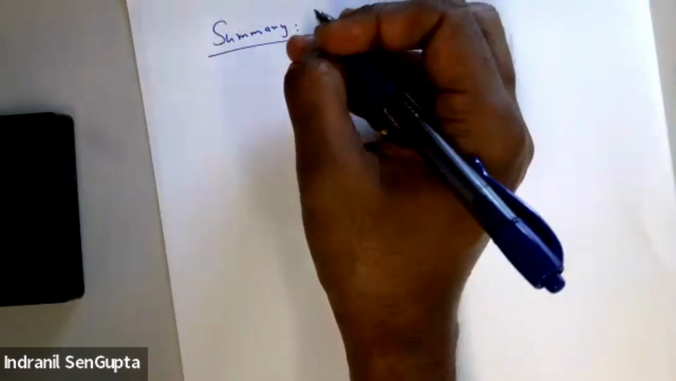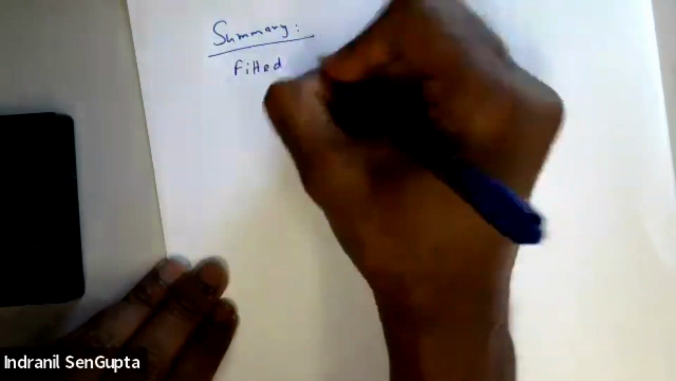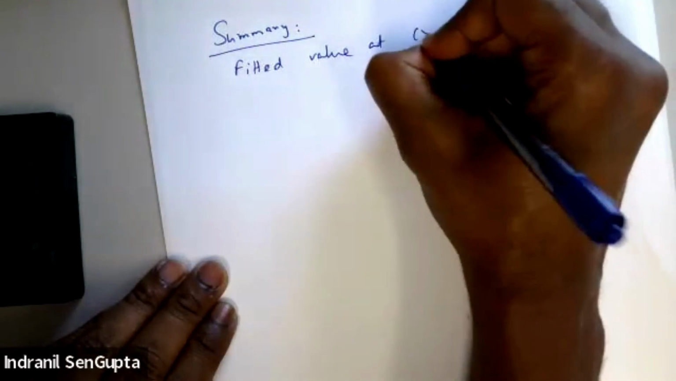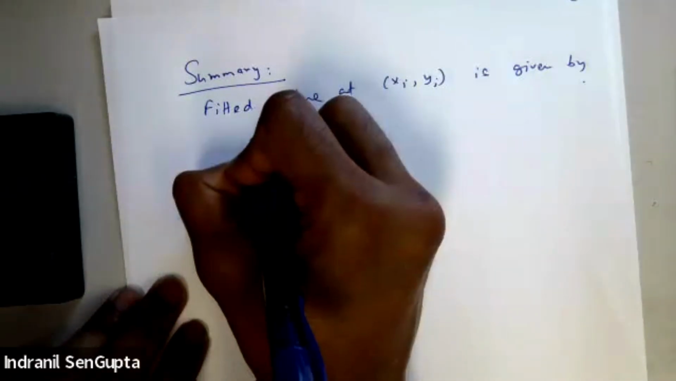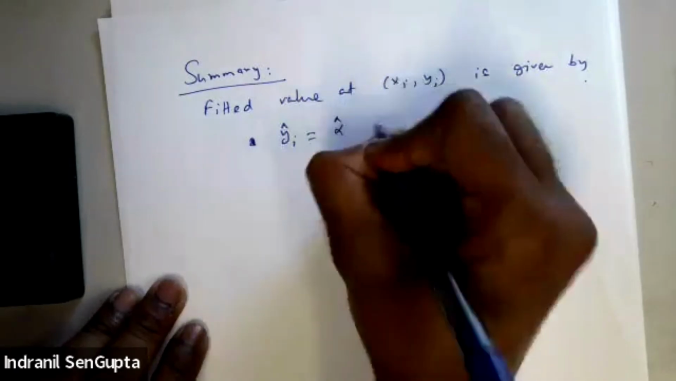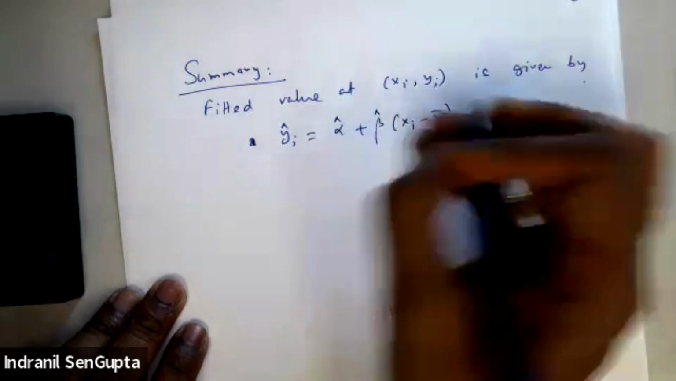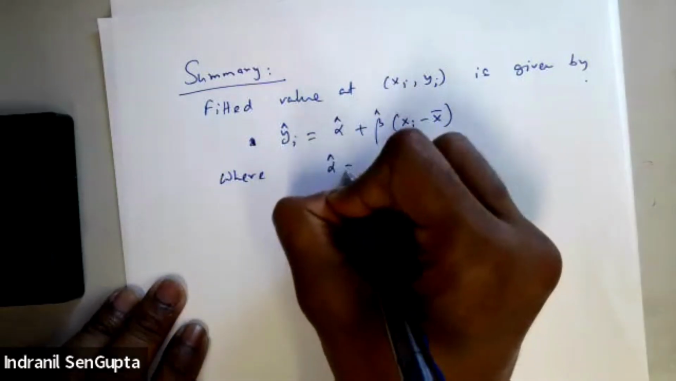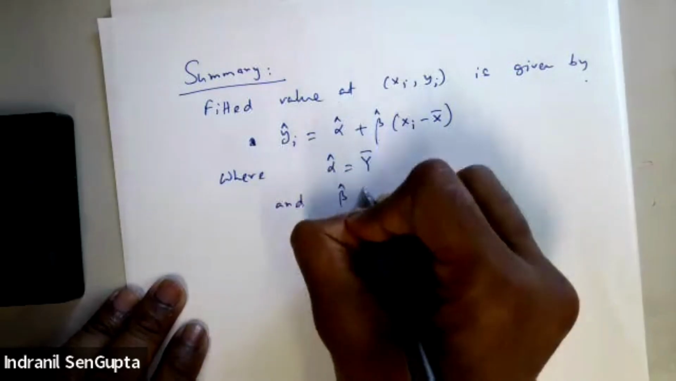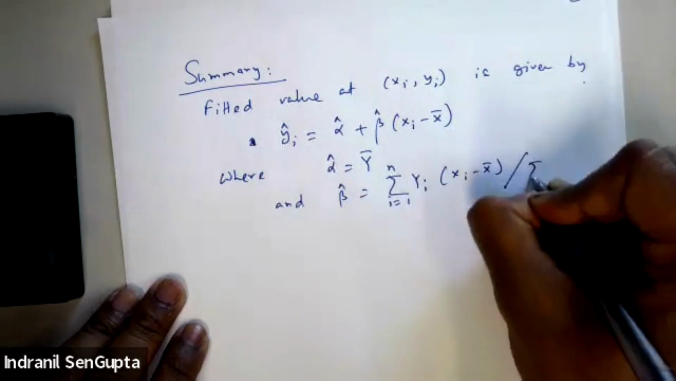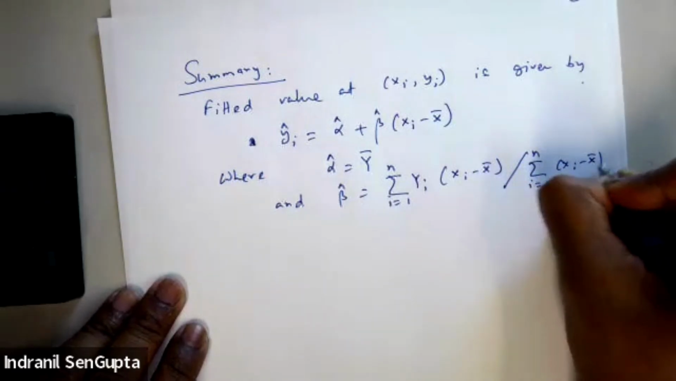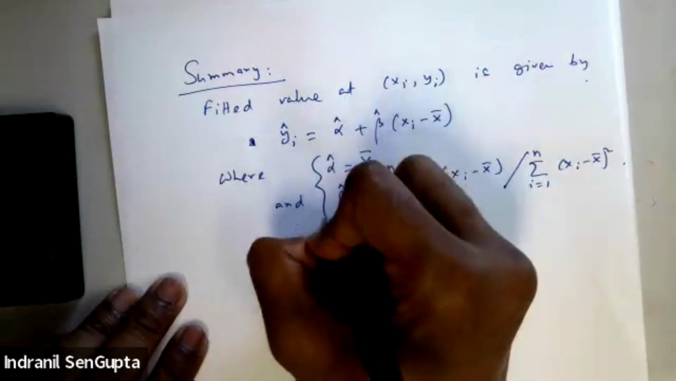Okay, so let's just summarize what we just have. So summary: the fitted value at the point xi, yi is given by yi hat equals alpha hat plus beta hat xi minus x bar, where alpha hat is y bar and beta hat equals the sum from i from 1 to n. Why? I'll write just one version. We have already seen that before. So these are the values of alpha hat and beta hat.